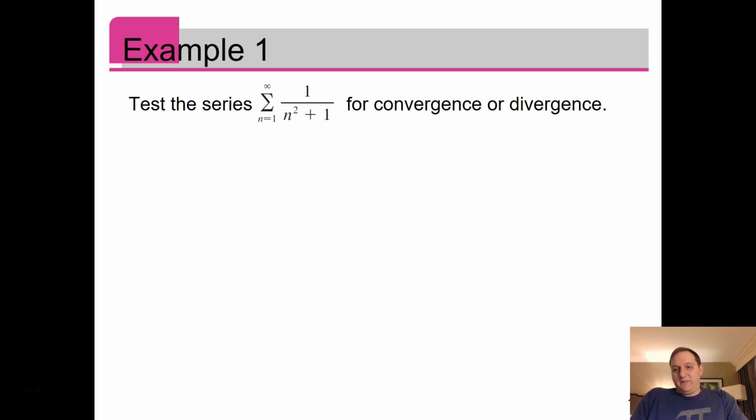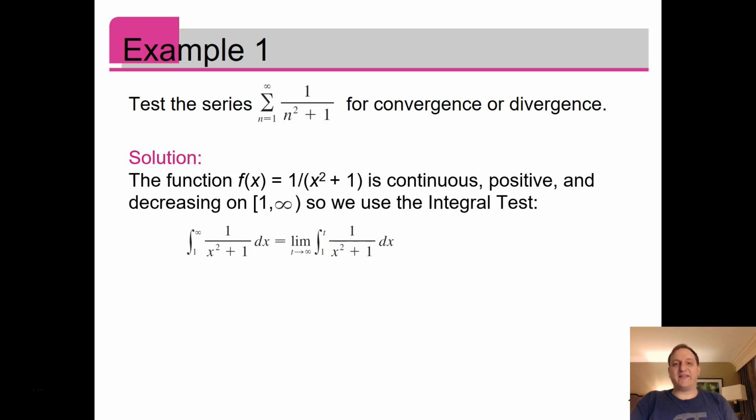Is it decreasing? Technically there's something to check there, and we do want to check that it's decreasing. That's pretty easy to verify on the interval from 1 to infinity, because as x increases, the x squared is going to increase, so the denominator is going to get bigger, which means the fraction is going to get smaller. So we are set up to use the integral test here. Let's see how we're going to set that up. As I said, it's continuous, positive, decreasing, so we're going to look at the limit as t goes to infinity of the integral from 1 to t of 1 over x squared plus 1 dx. So we're going to take a look at this improper integral.